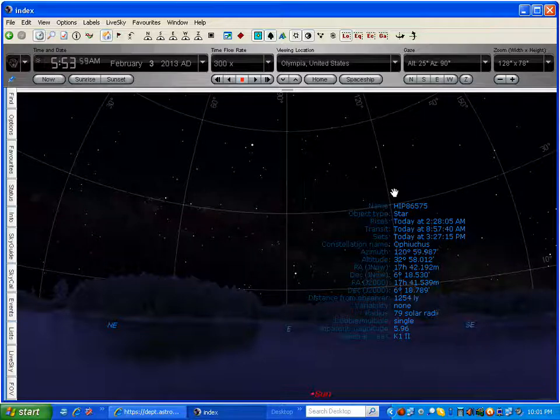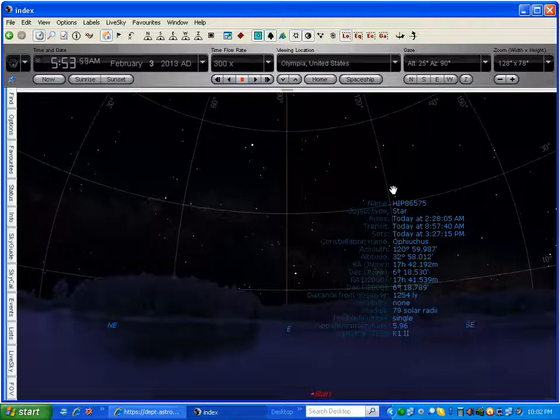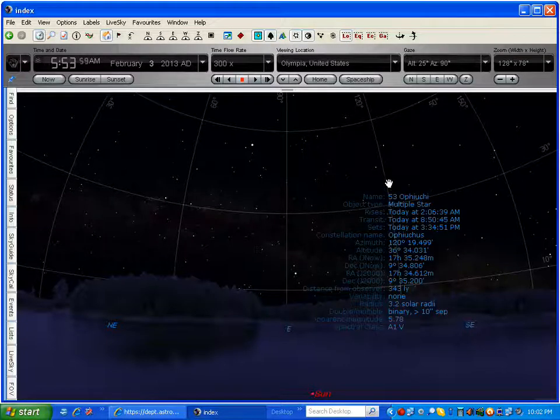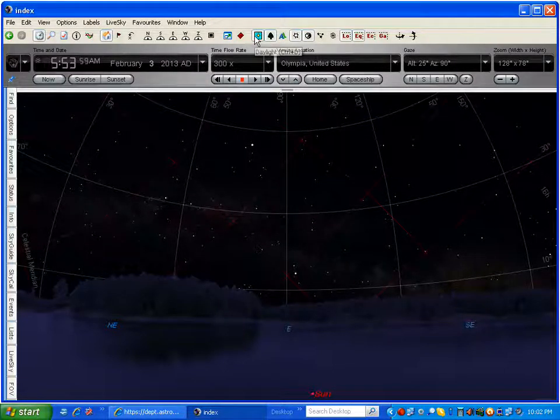Now, I mentioned before when I showed you those pictures that if we were standing right on the, let me go ahead and enable the equatorial coordinates. We can see the equatorial coordinates here. The red are the equatorial ones, and the white lines are the local coordinate system.